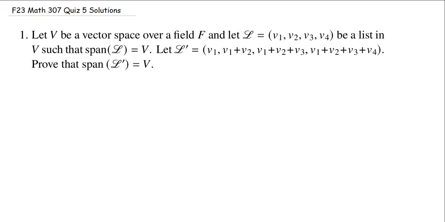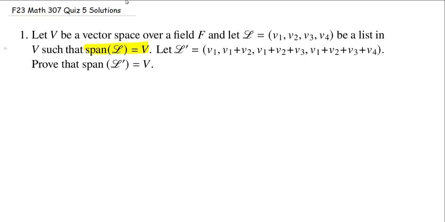at Cal State Fullerton. In this problem, we're given a vector space V over a field F. And a list L consisting of 4 vectors, V1 through V4. These are vectors in V, and we know that this list spans V. So here you can see the span of the list L is equal to V.